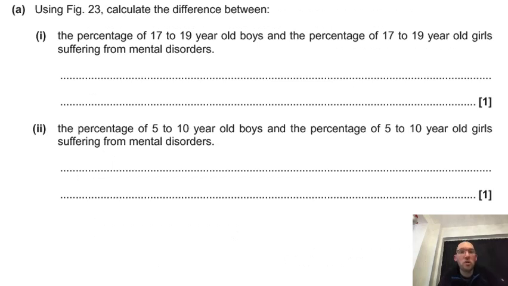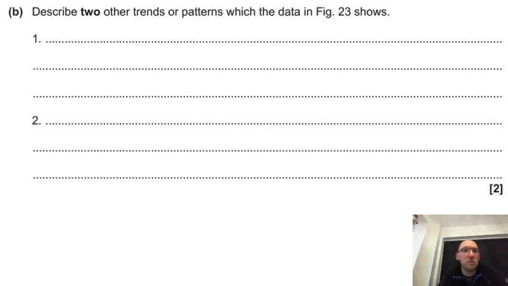So we've got, using figure 23, calculate the difference between the percentage of 17 to 19-year-old boys and the percentage of 17 to 19-year-old girls suffering from mental health disorders. Once again, just a little bit of maths, so bring your calculator. The answer was 13.6. Now for number 2, the difference between the percentage of 5 to 10-year-old boys and the percentage of 5 to 10-year-old girls suffering from mental health disorders was 5.6%. It's nice to put percent, but you did not need the percentage sign. Always put it in anyway, it's good practice.